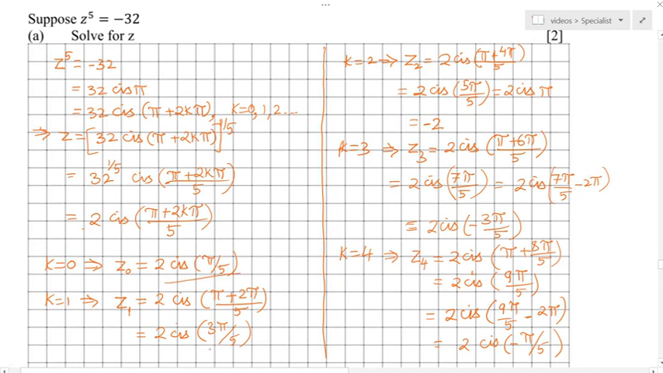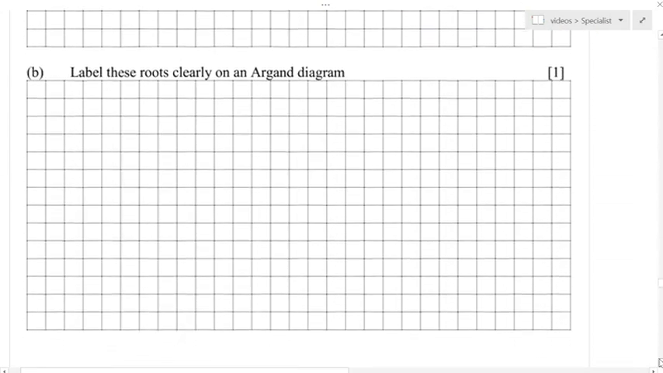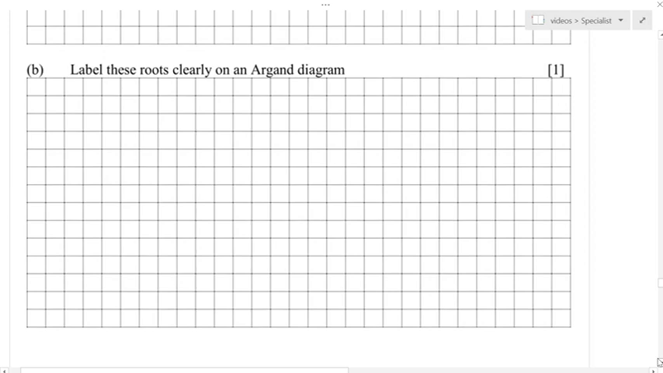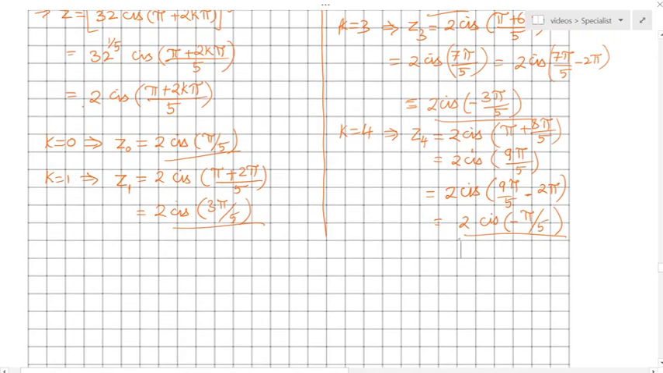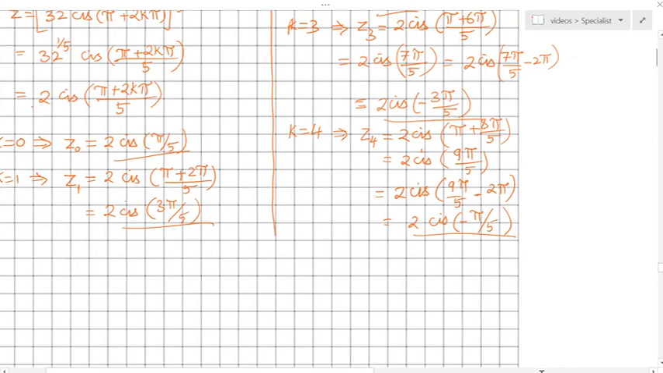So these are the 5 roots: root number 1, 2, 3, 4, and 5. Let's move on to the second part of the question: label these roots clearly on an Argand diagram. We see that all these roots have a modulus of 2 here.